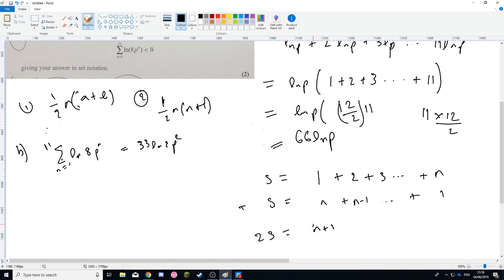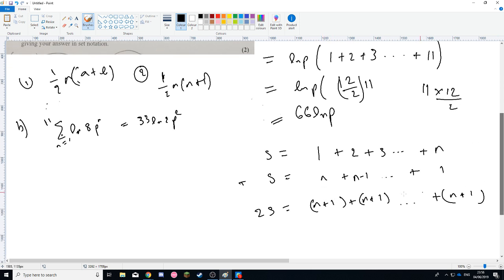equal to n plus 1 plus n minus 1 plus 2, that's n plus 1, plus all these terms, plus n plus 1. So for each of these n terms, you now have n plus 1. So that's the same as, you can factor n plus 1 out, n plus 1, n times. And this is equal to 2 times the sum. So therefore the sum is equal to half n, n plus 1. This is probably like a 3 or 4 mark proof. So keep this in mind.